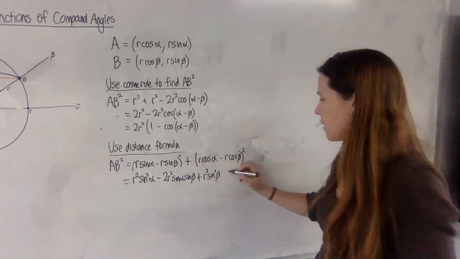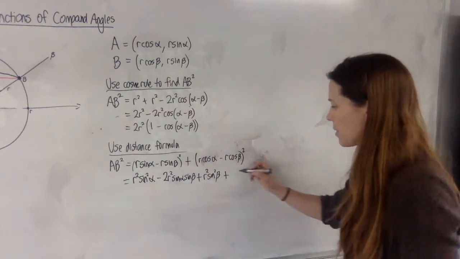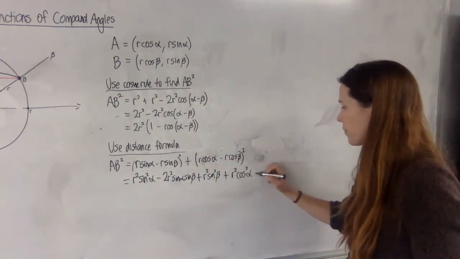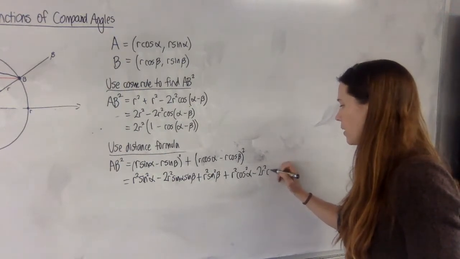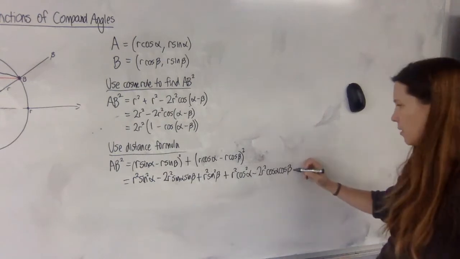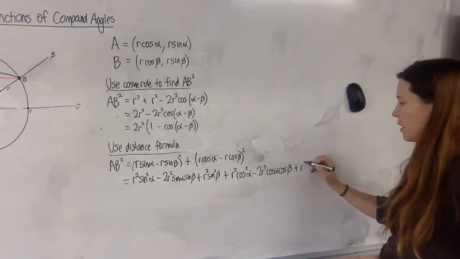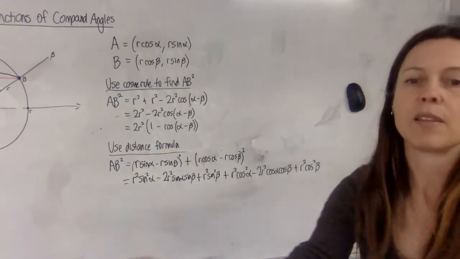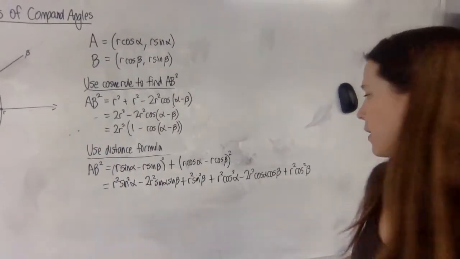Okay, now I've got to add the 3 terms that I get when I expand this out. I'm going to have r squared cos squared alpha minus 2 r squared cos alpha cos beta. Can you still see that? I think so. Sorry, it's a bit small. Plus r squared cos squared beta. Now, there's a lot going on there, but let's have a look at how we can simplify it.